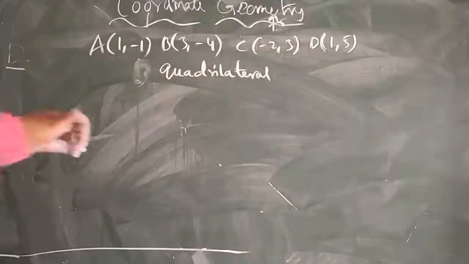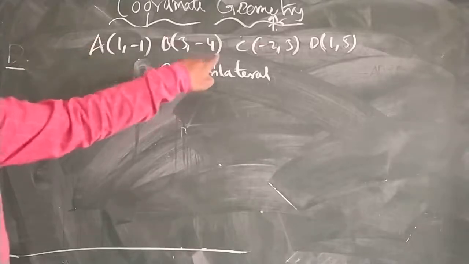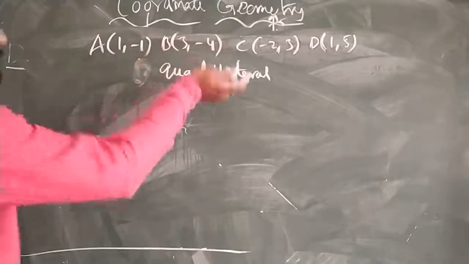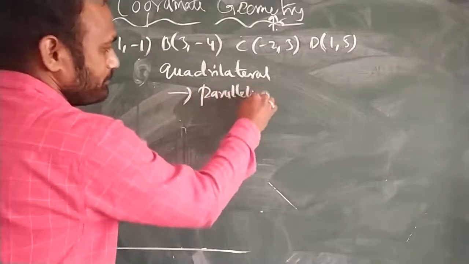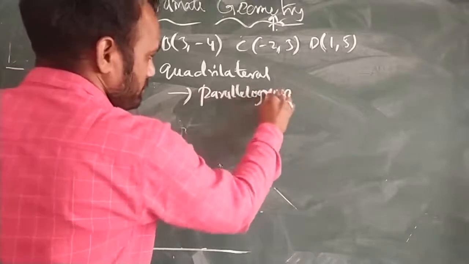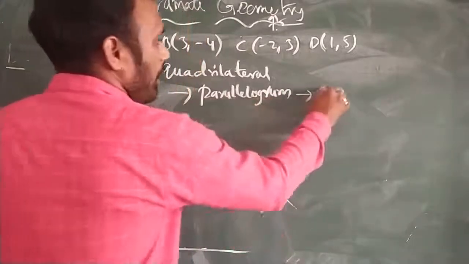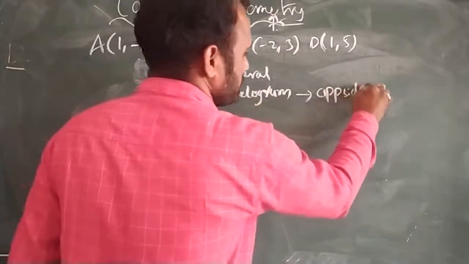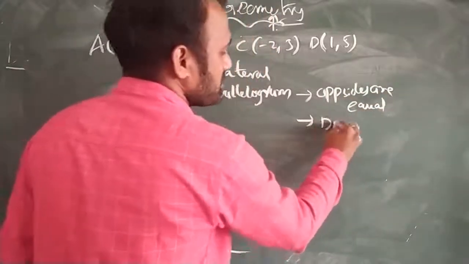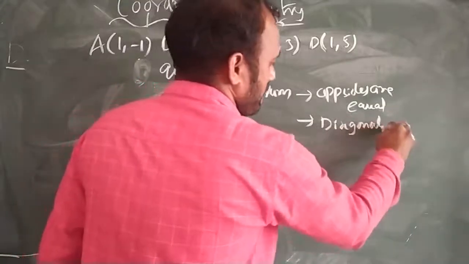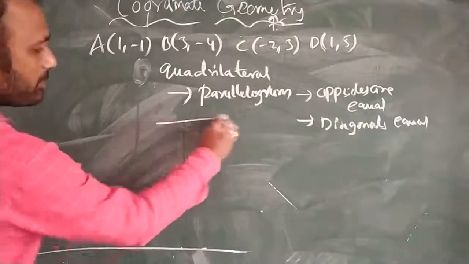So, the question is what kind of quadrilateral it will form? The question arises in the exam like what kind of quadrilateral forms based on these 4 points. So, if you want to say it is a parallelogram, then opposite sides are equal as well as diagonals are also equal. Okay, let me give you a figure.